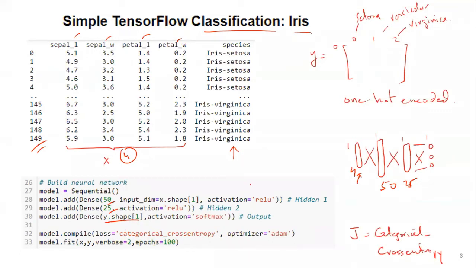Now y was constructed using something called one hot encoding, right? What does one hot encoding do? Remember over here, the output y is 1 of 3. So you could say that the first iris is type 0, the middle one is type 1, and the third one is of type 2. There are basically 3 types of outputs, and you have to classify each flower into one of these. So what does one hot encoding do?